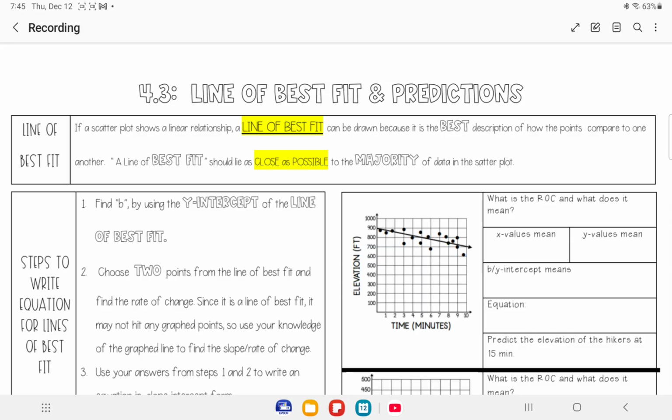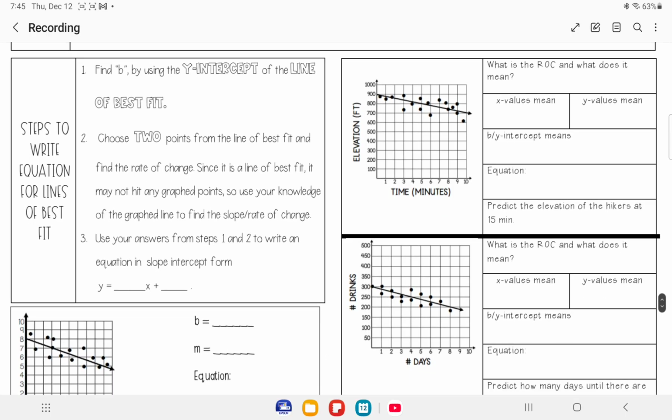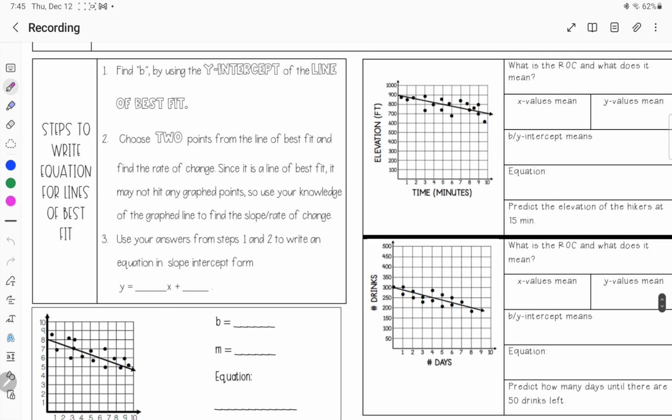So when we look at this, we have written equations of lines, and you're going to need that information for what we're doing today. So this says step number one, again, these should not be unfamiliar to you. Step number one is to find b by using the y-intercept of the line of best fit. The key here is we're just looking at our line of best fit. We're not worried about all of the other data points because sometimes our line of best fit won't hit any data points. We're looking at what is the equation of the line that has been drawn. Forget about all the points. What is the equation of the line that's been drawn?